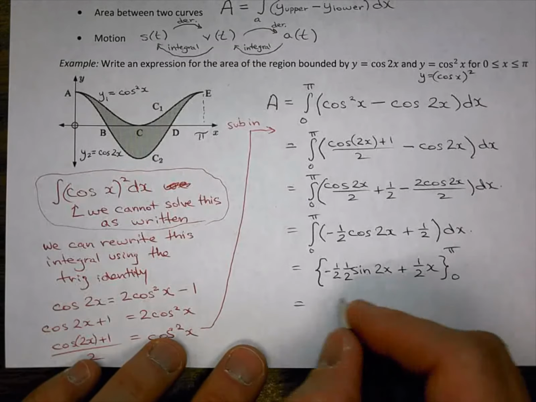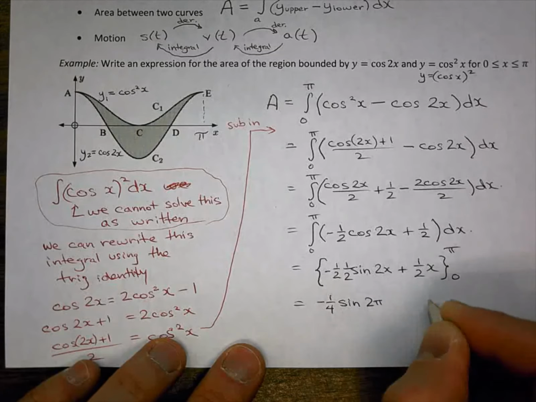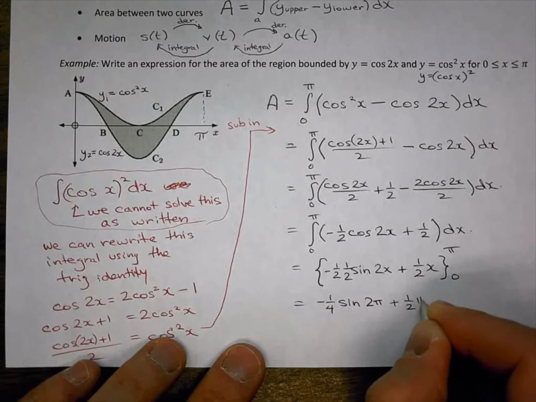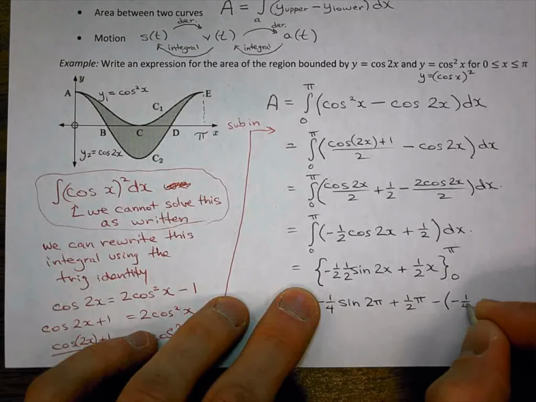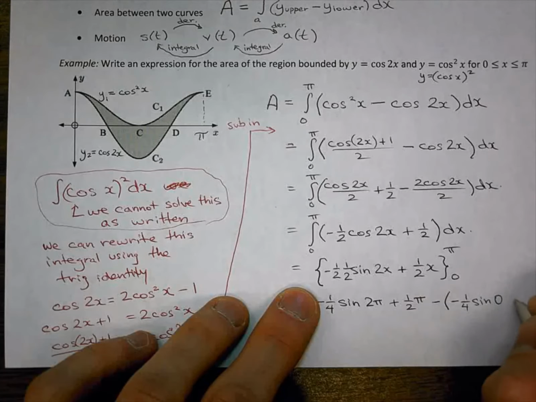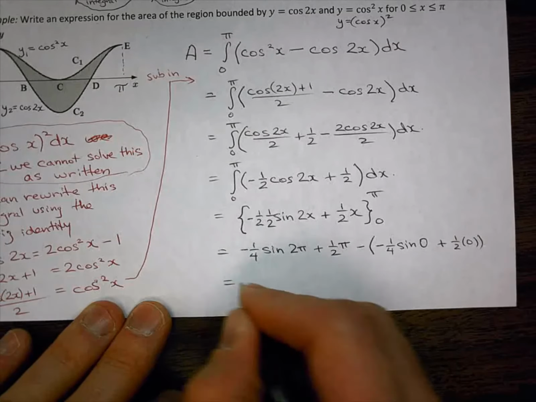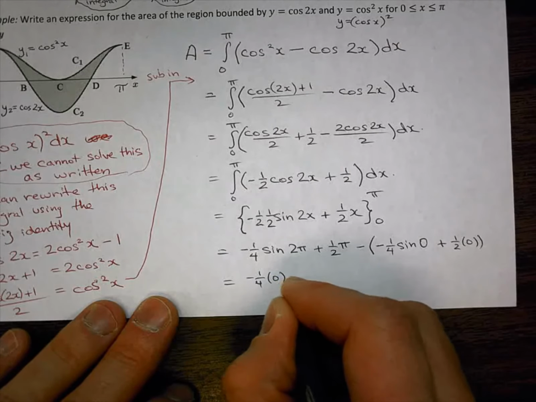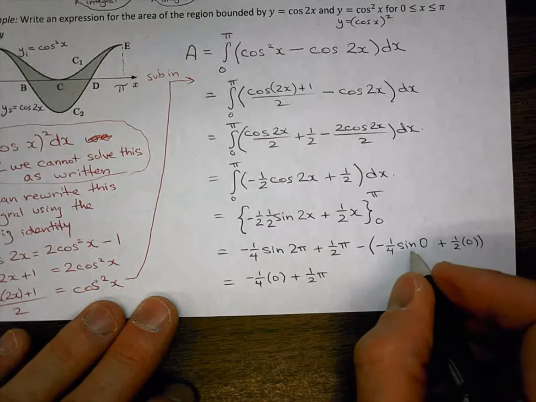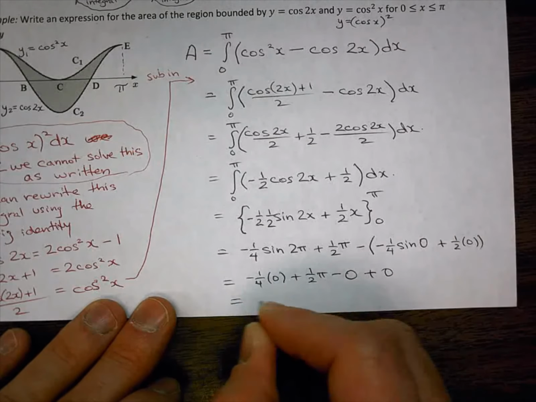So now let me sub all these things in. So I have negative 1 over 4 sine 2 pi plus half pi minus negative 1/4 sine 0 plus half 0. So my final answer ends up being, okay, well, what is sine 2 pi? That's 0 plus half pi. Sine 0 is 0 and 0. So it ends up being pi by 2.